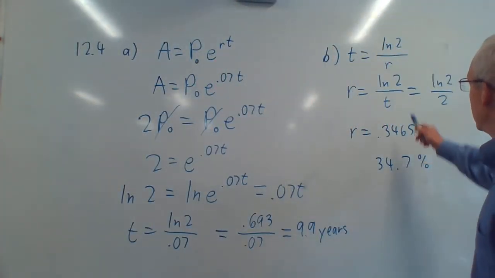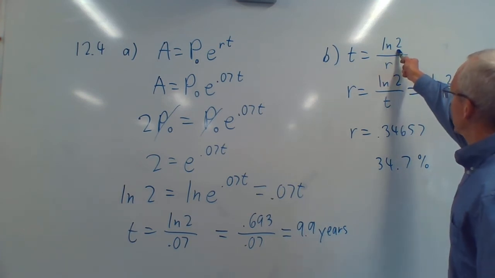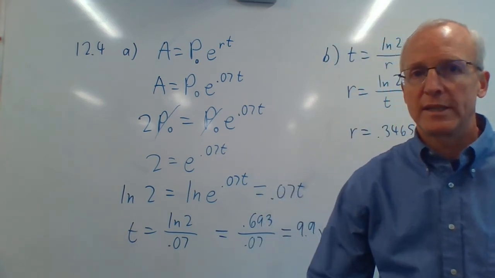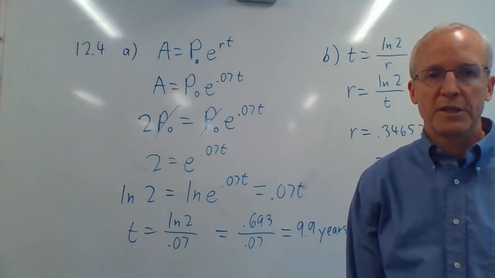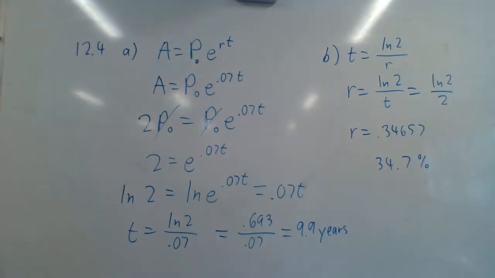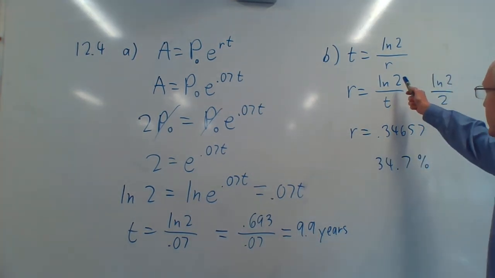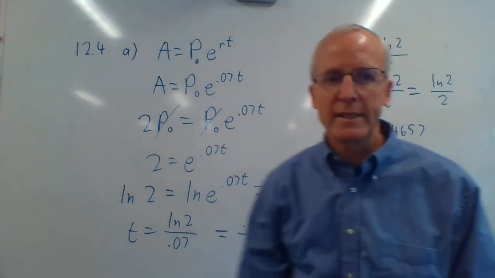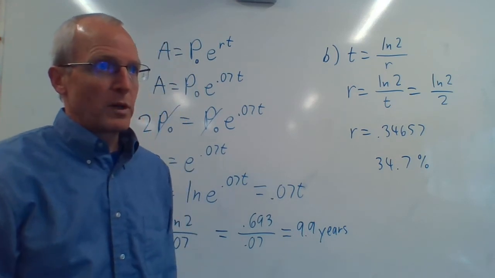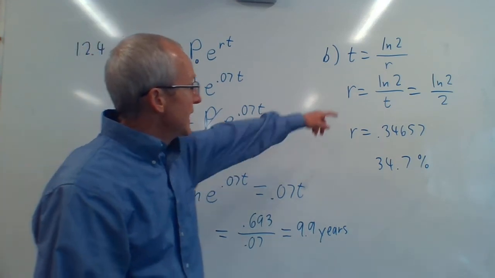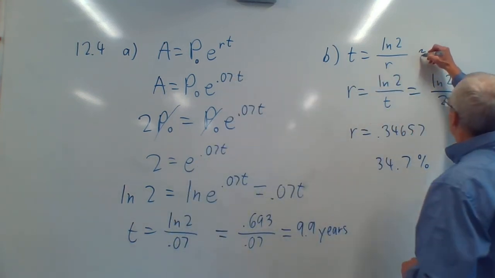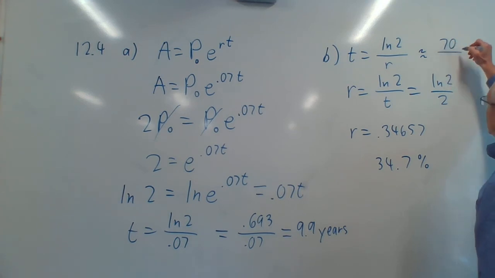Now, if we want tripling, it'd be ln of 3. That's how long it takes to triple. If we want quadrupling, it'd be ln of 4. As long as it's a continuous growth rate, we can use those formulas, which is really nice. It makes it real easy. So again, the one to remember is, like they say in part C, ln of 2 is about 0.7, 0.69, about 0.7. And if you use percents, multiply by 100, that's 70. So the doubling time is approximately 70 divided by the rate in percent.